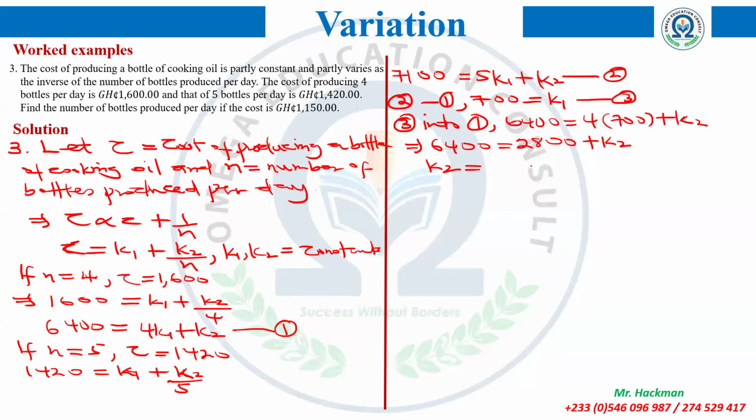Oh, someone should have been done by now. The 600. Okay, 600. Okay, 3,600. 600. Okay, so this is what we have.